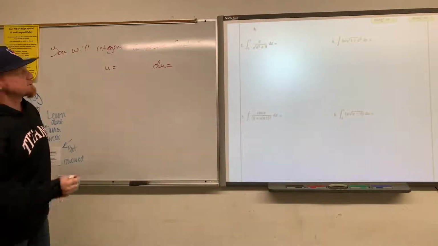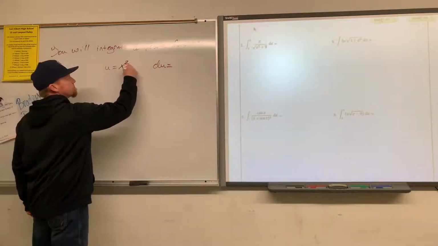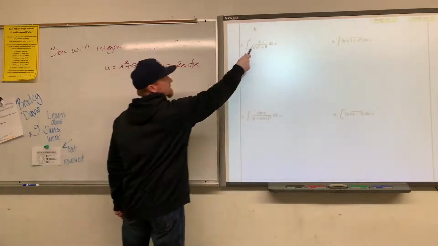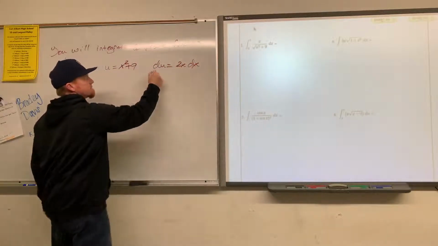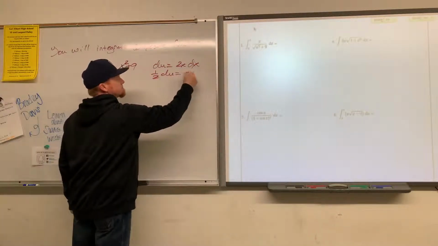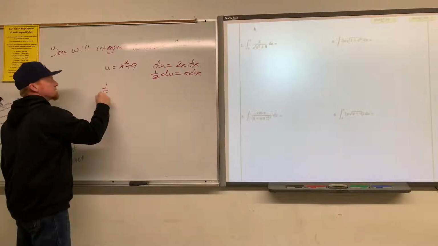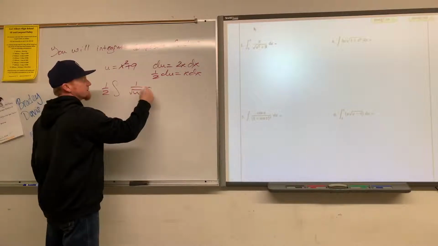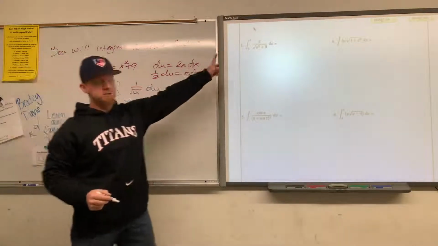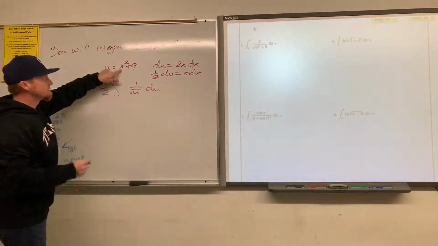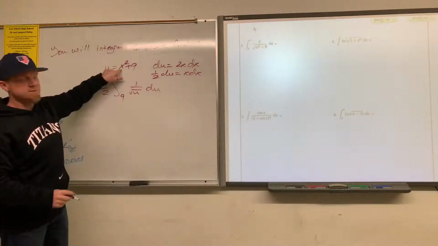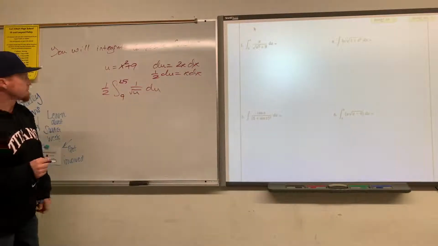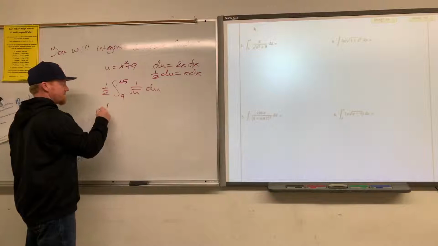Number 3, inside function is x squared plus 9. Derivative is 2x dx. I've got the x, I've got the dx. I don't have the 2. So 1/2, and that's going to be 1 over the square root of u du. Now I need to do my limits, 0 and 4. Plug in 0, 9, plug in 4, 16 plus 9, 25.